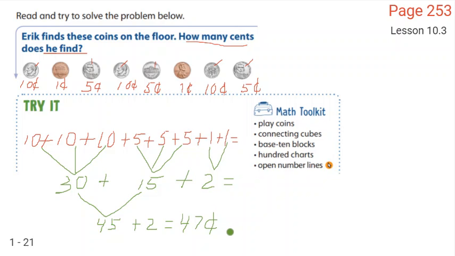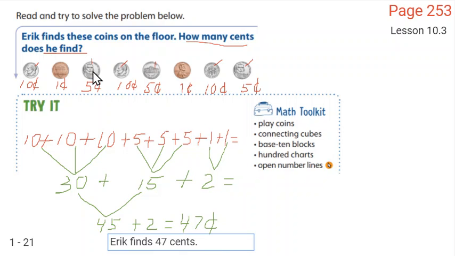So Eric finds, and I would write this out. This was a test. Eric finds 47 cents. Or you can use the cent symbol. Let me make this so that you can read it all. There we go. Finds 47 cents.